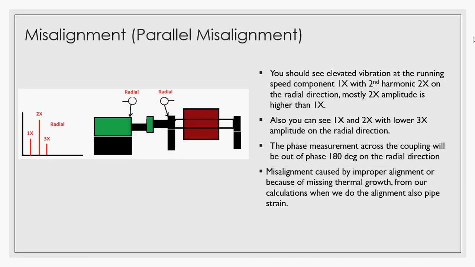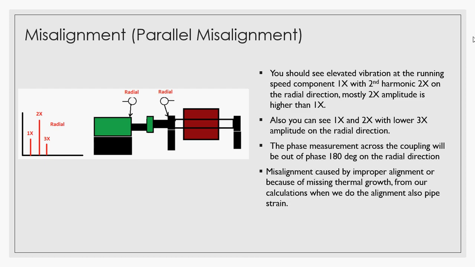The second type is the parallel misalignment. You should see elevated vibration at the running speed component 1x with the second harmonic 2x in the radial direction. Mostly the 2x amplitude is higher than 1x, and this is different from the angular misalignment. But you can still see 1x with 2x and 3x in the radial direction.